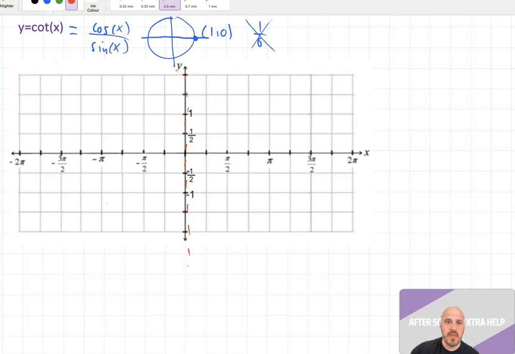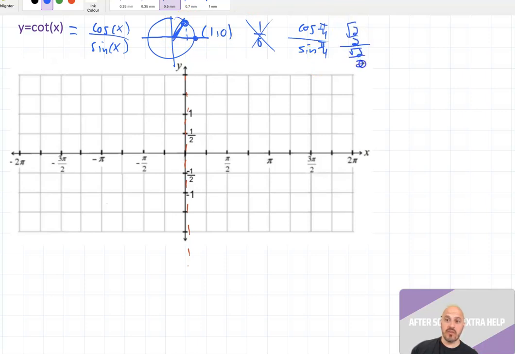All right, keep going. How about pi over 4? Well, if I put in the cosine of pi over 4 over the sine of pi over 4, you probably already know the answer, perhaps. I'm over here at this 45-degree angle. Both cosine and sine are the root 2 over 2's.